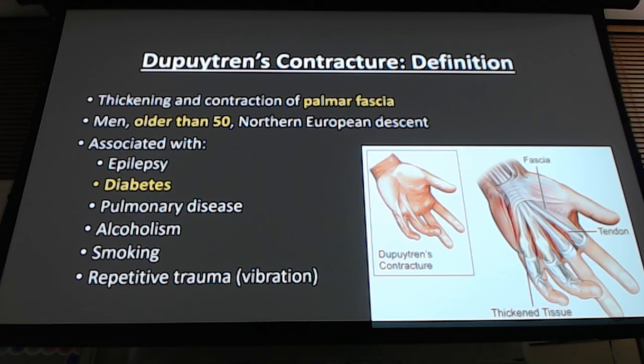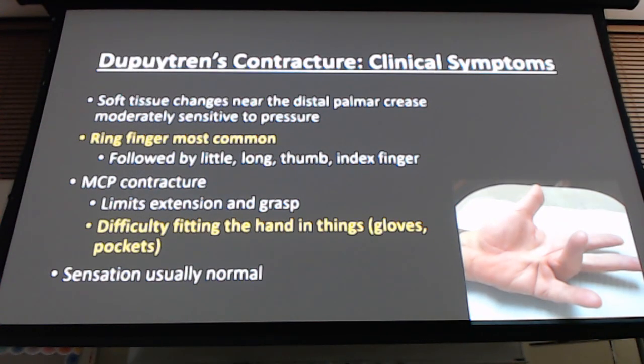Okay? Men older than 50, Northern European descent. I don't know if I've ever asked that question. Are you from Northern Europe? But there you go. There's your distribution fact of the day. That's why it's not in yellow, guys. So diabetes is on that list, isn't it? Yes. Okay. So do you think diabetics have a higher incidence of Dupuytren's? Absolutely. Yes. Thank you for answering so I can move on.